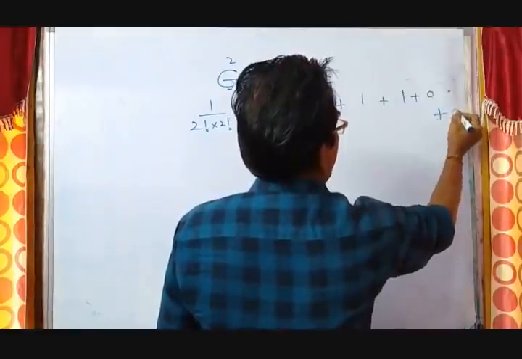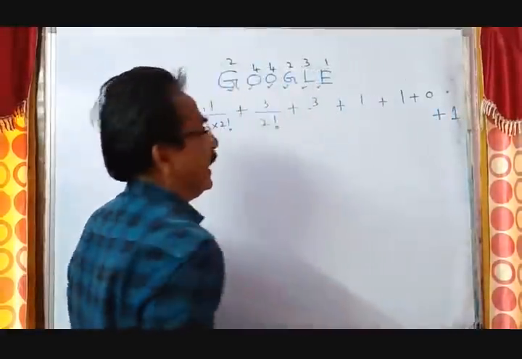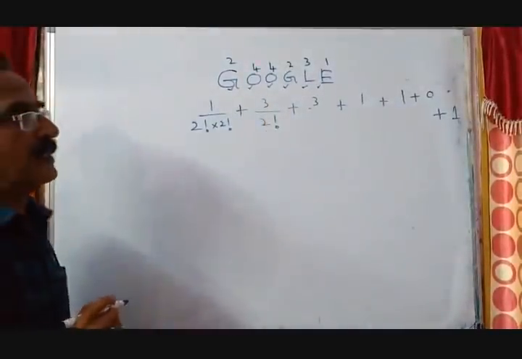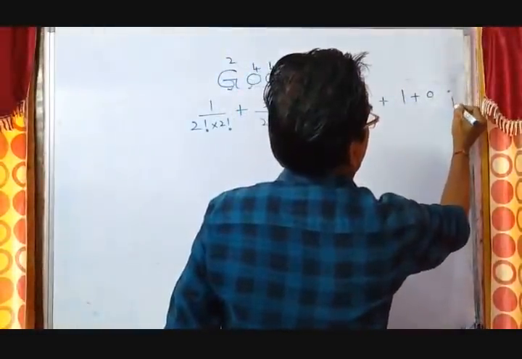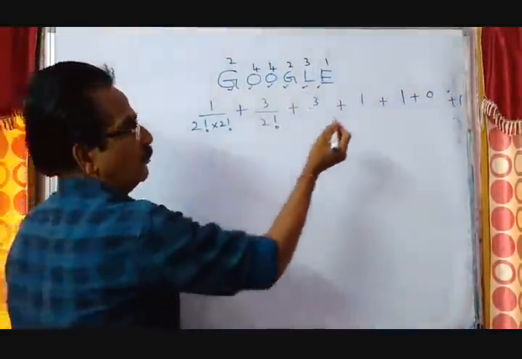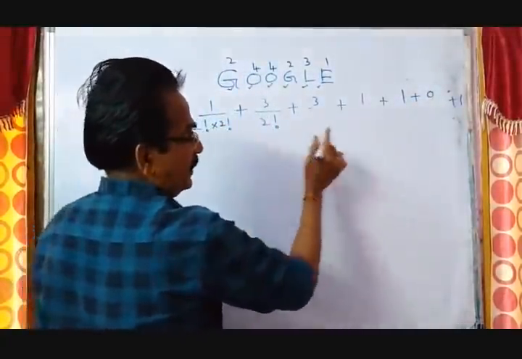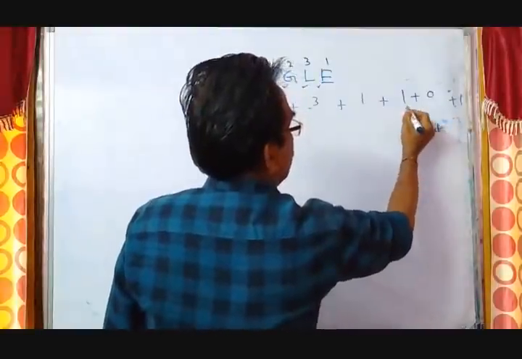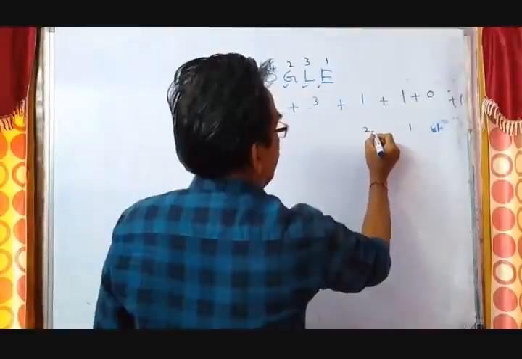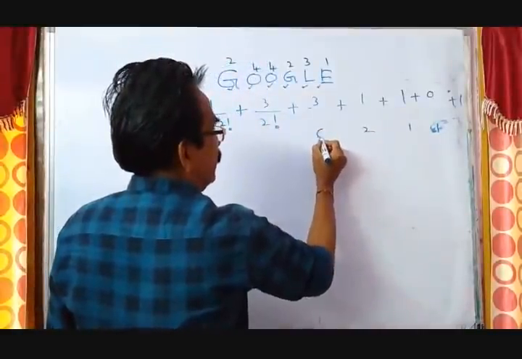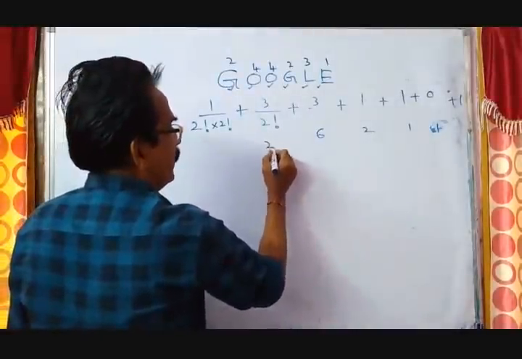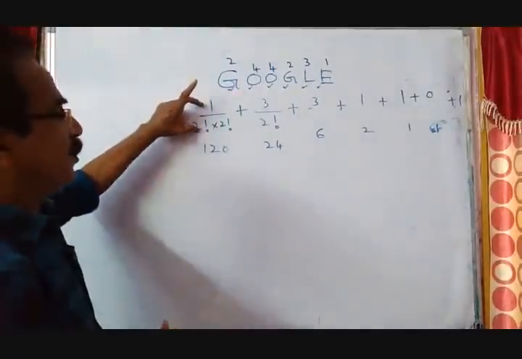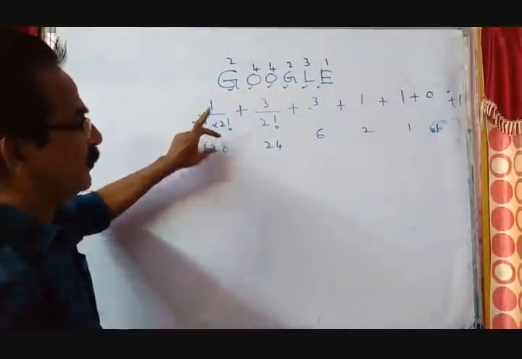After doing this, we have to add plus 1. After doing this, we have to multiply these numbers with 0 factorial, that is 1. This is 1 factorial, multiplied by 2 factorial, multiplied by 3 factorial. 3 factorial is 6, 4 factorial is 24, 5 factorial is 120. These are to be multiplied with this number, 5 factorial.